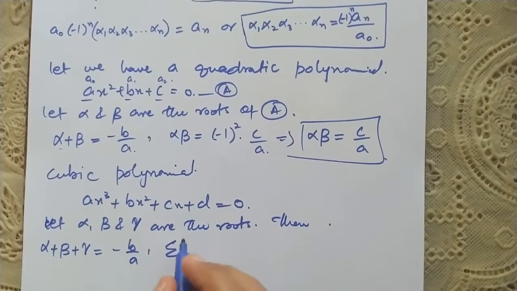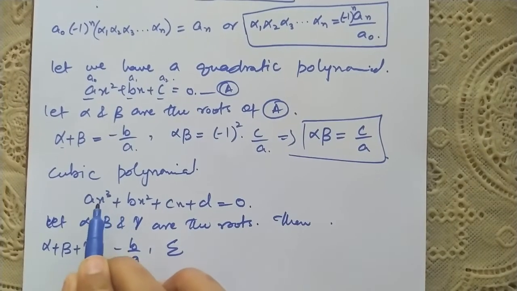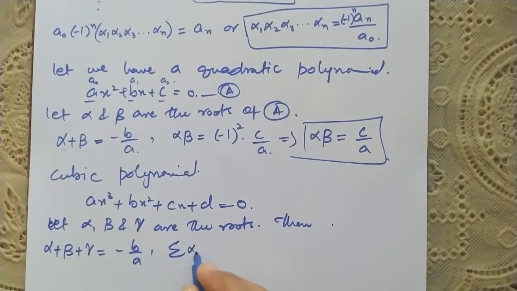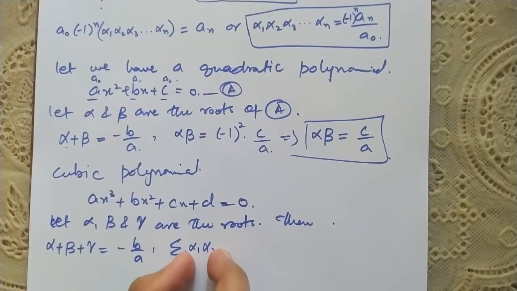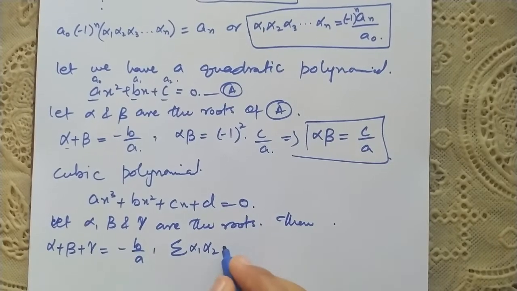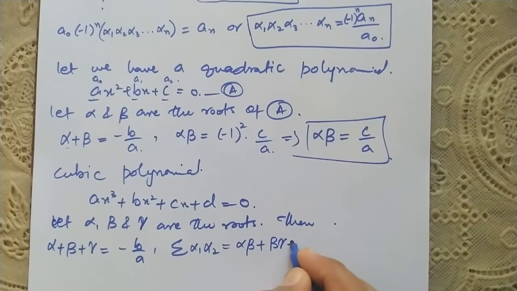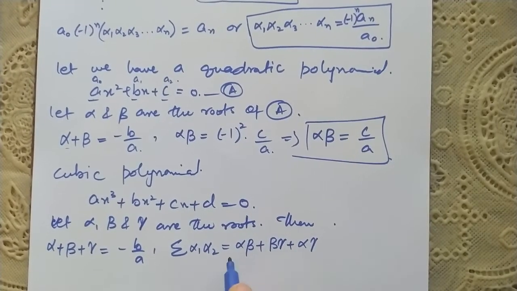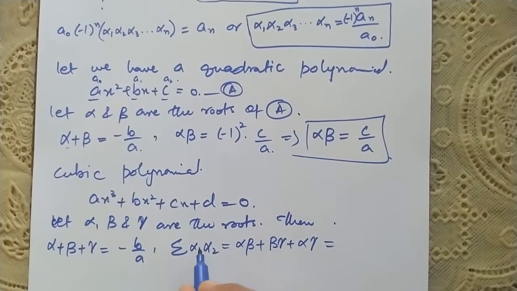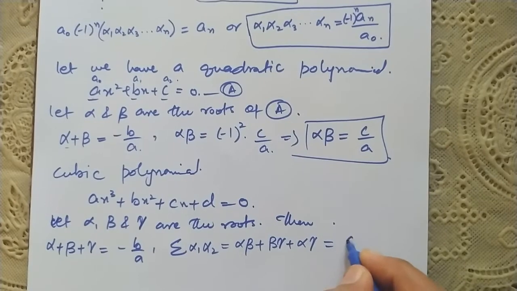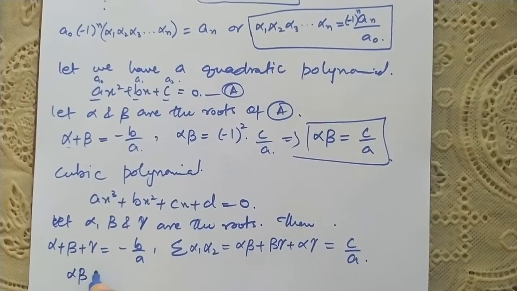Now this time, you need the sum of the products of the roots, because here it is a cubic equation. So the summation alpha 1 alpha 2 represents the sum of the products of every possible pair of roots. So you can write alpha beta plus beta gamma plus alpha gamma. It is the sum of all possible products of the roots, and according to the above formula, it will be c upon a, right? And finally, you need the product of the roots, which will be alpha beta gamma.